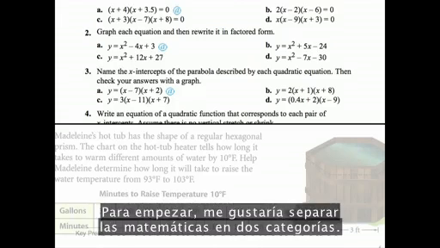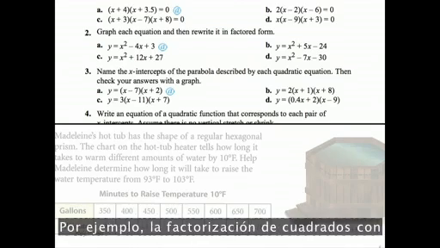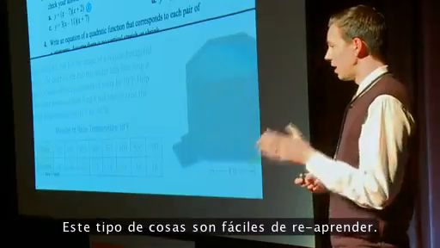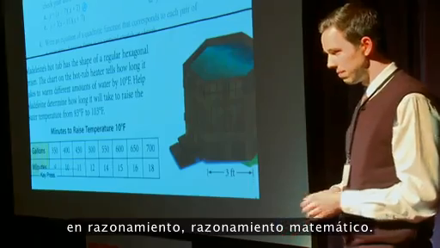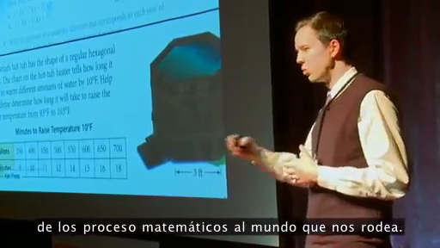To start with, I'd like to break math down into two categories. One is computation. This is the stuff you've forgotten. For example, factoring quadratics with leading coefficient greater than 1. Okay? This stuff is also really easy to relearn, provided that you have a really strong grounding in reasoning, math reasoning. We'll call it the application of math processes to the world around us.